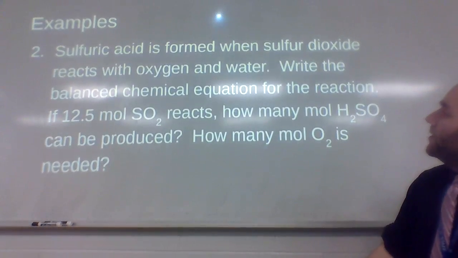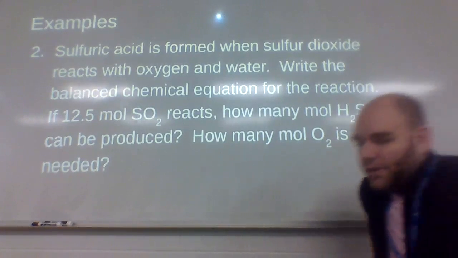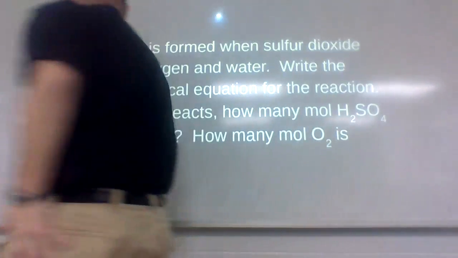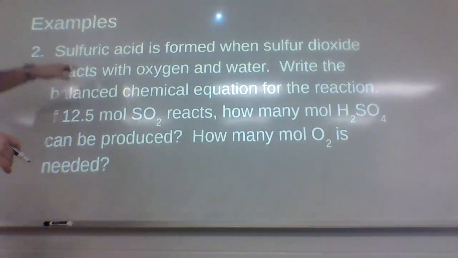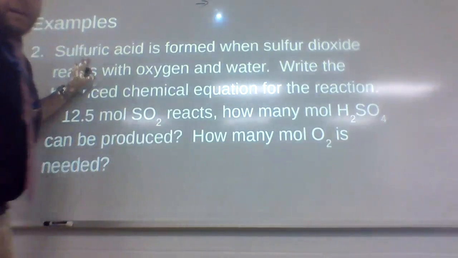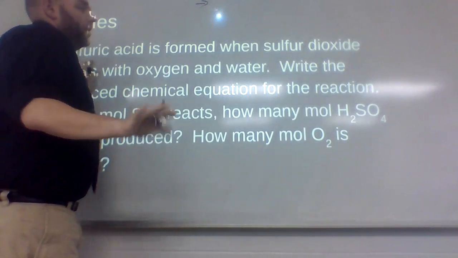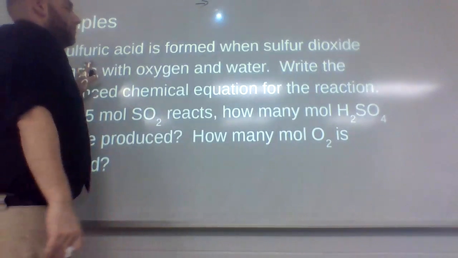Sulfuric acid is formed when sulfur dioxide reacts with oxygen and water. Write the balanced chemical equation for the reaction. So let's start with writing our balanced chemical equation. It says we form sulfuric acid. So pause it real quick and try to actually figure this out. What is this balanced chemical equation? Pause me and then come back when you've got it balanced.